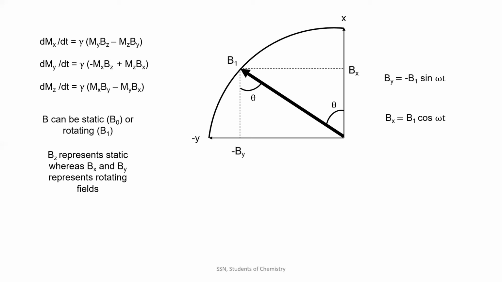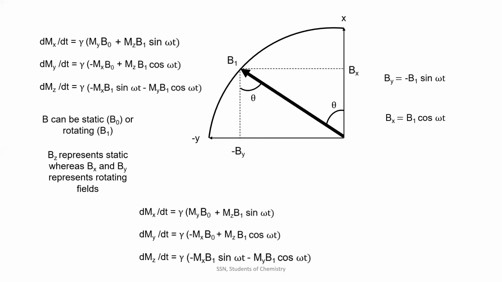And if we substitute the Bz, Bx and By in these differential equations, Bz is nothing but B naught, By is minus B1 sine omega t. If you substitute, you get plus Mz B1 sine omega t. Bz is again B naught, Bx is B1 cos omega t. And substituting By and Bx, you will get this equation. Altogether, these equations will look like this.